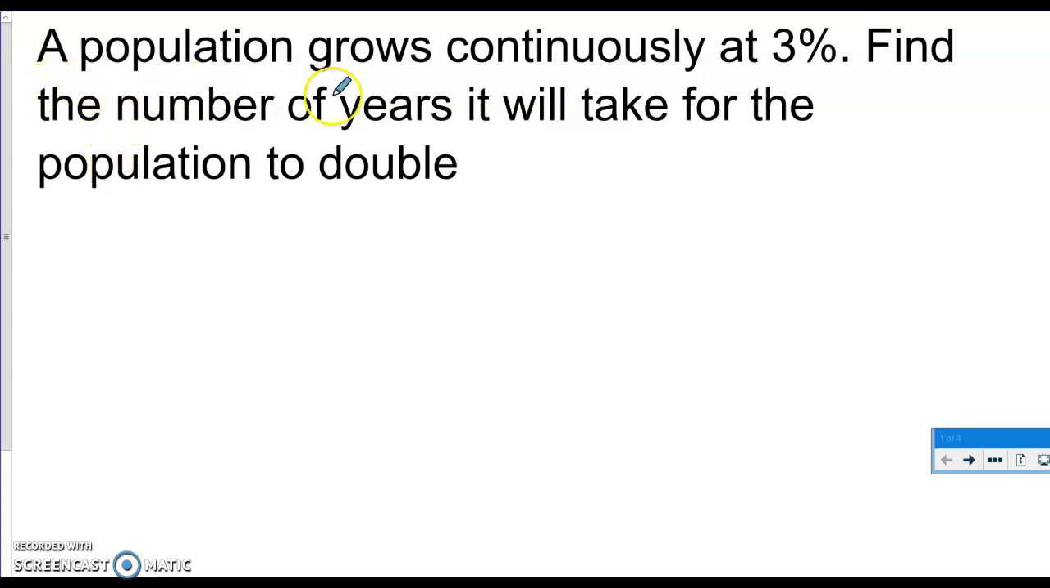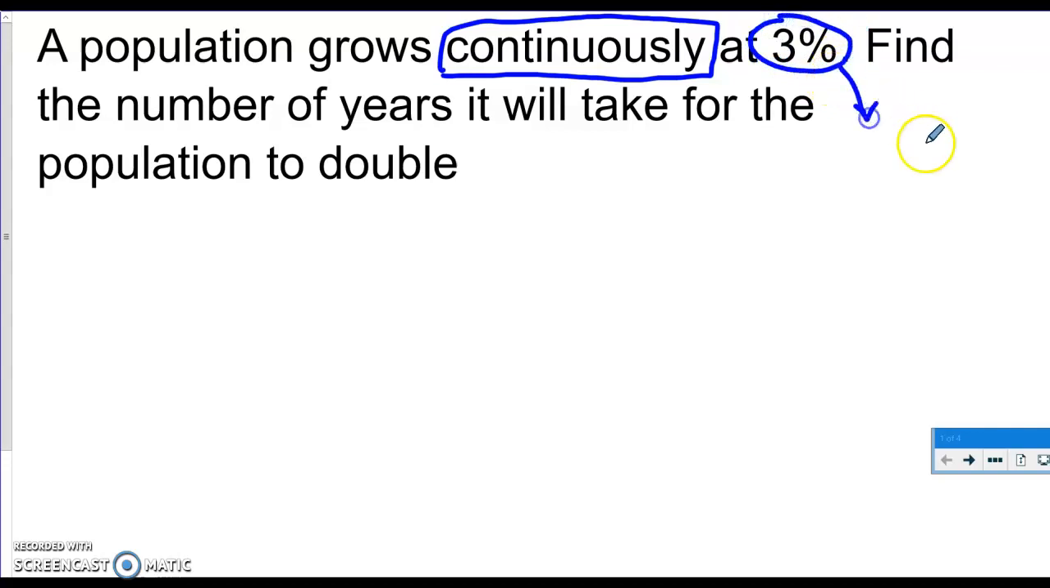So the first one, a population grows continuously. First of all, I know that this is a key word. At 3%, I also know that percents need to be changed to a decimal. Find the number of years it will take for the population to double.